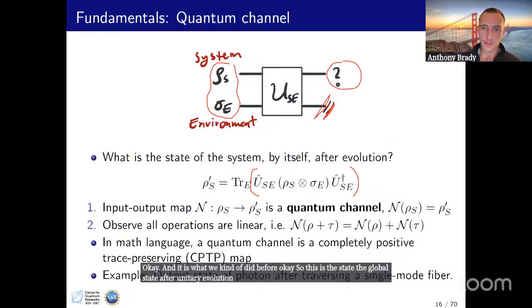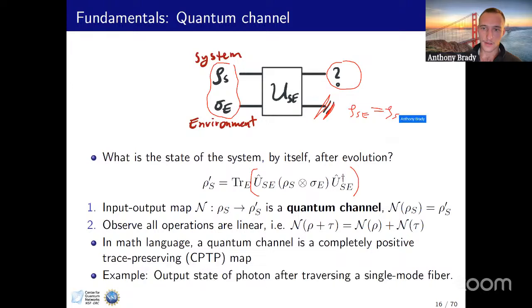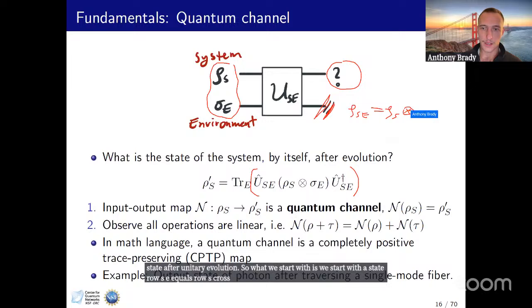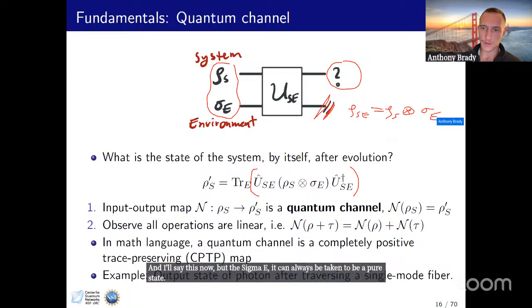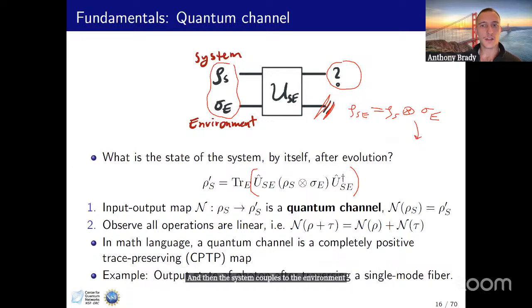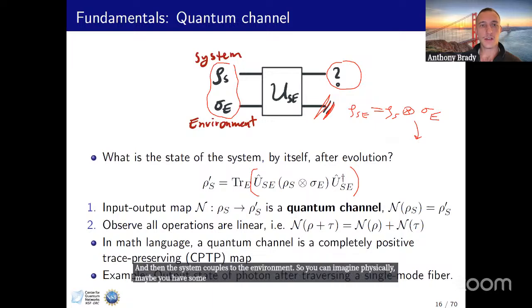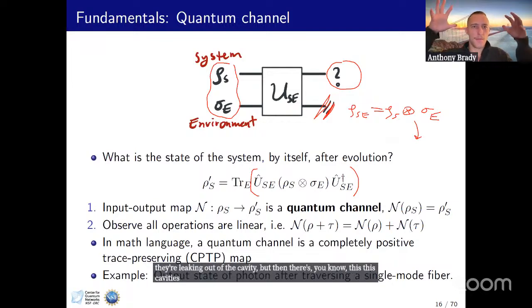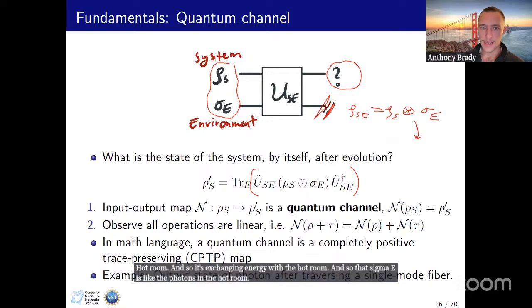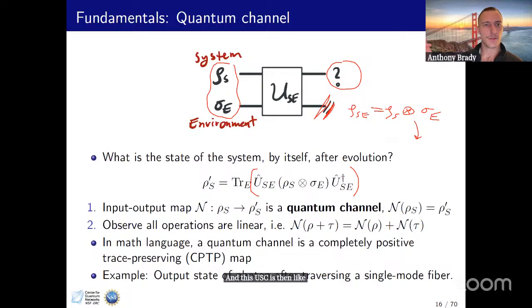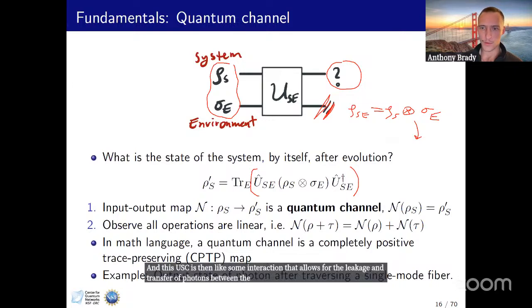So what we start with is a state rho SE equals rho S cross sigma E. And I'll say this now, but this sigma E can always be taken to be a pure state. It doesn't need to be a mixed state, but we'll just say that it's like this for now. And then the system couples to the environment. So you can imagine physically, maybe you have some photons in a cavity and they're leaking out of the cavity, but this cavity's in a hot room, and so it's exchanging energy with the hot room, and so that sigma E is like the photons in the hot room. And this USE is then like some interaction that allows for the leakage and transfer of photons between the walls of the cavity and the hot room.